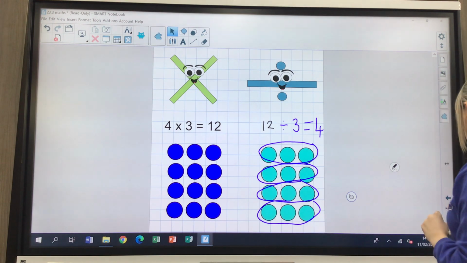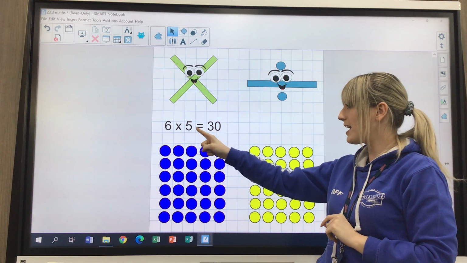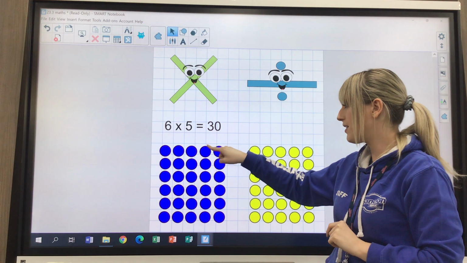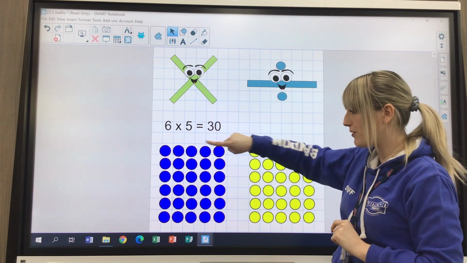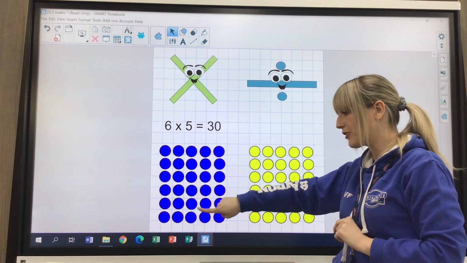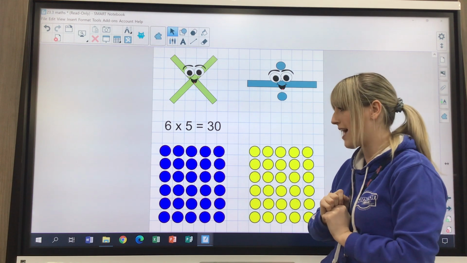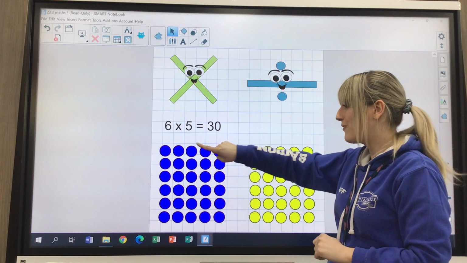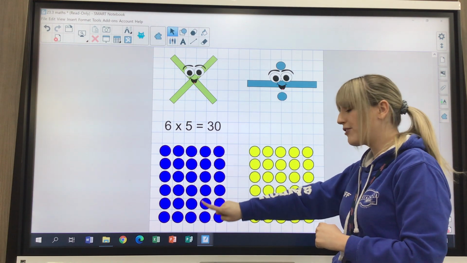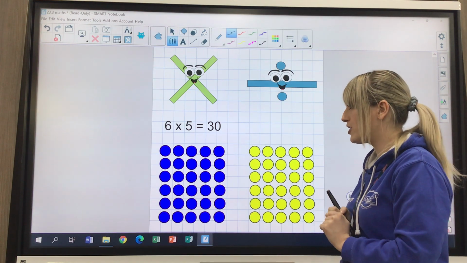Okay, let's look at another one then. So here I've got 6 times 5 is 30. So 1, 2, 3, 4, 5. So one group of 5, 2 groups of 5, 3 groups, 4 groups, 5 groups, 6 groups of 5 is 30. Let's count in 5 to check. Are you ready? Count with me. 5, 10, 15, 20, 25, 30. Okay, so the answer's correct. 6 times 5 is 30.